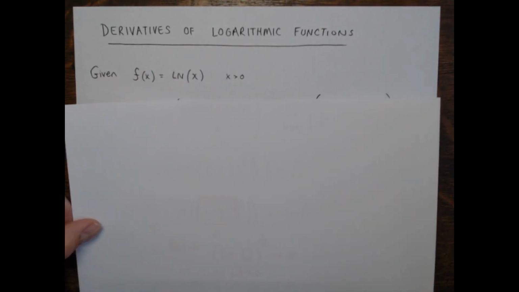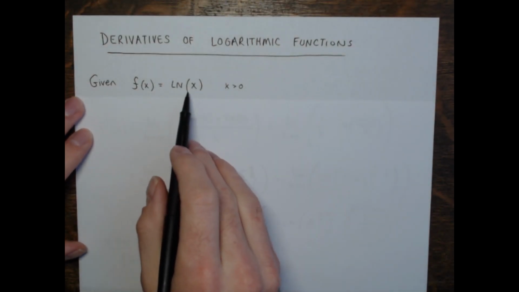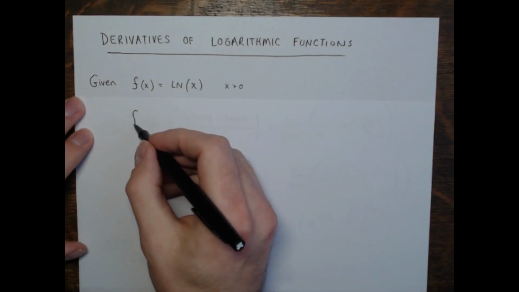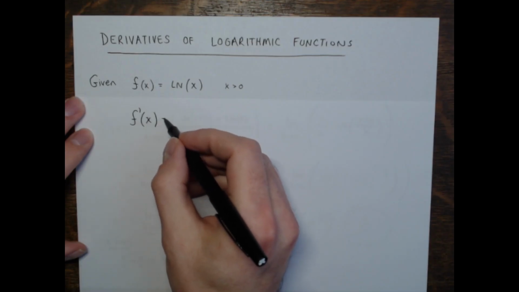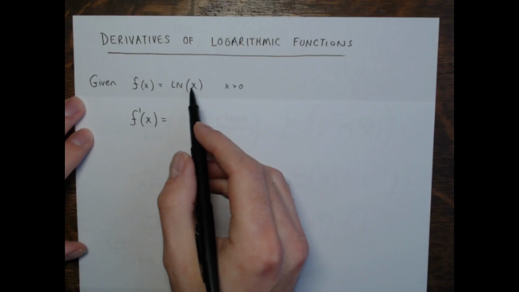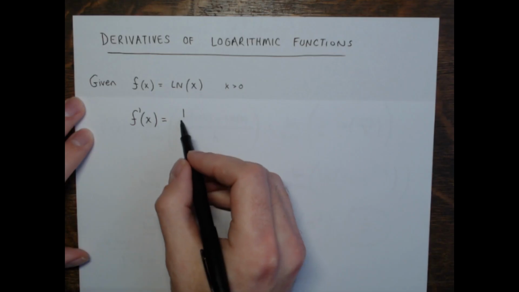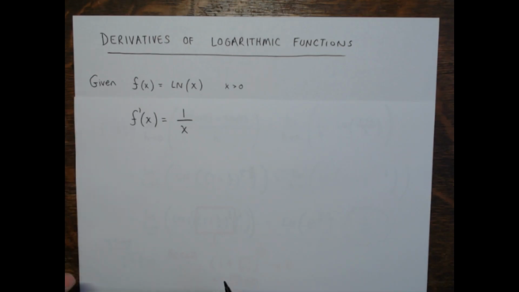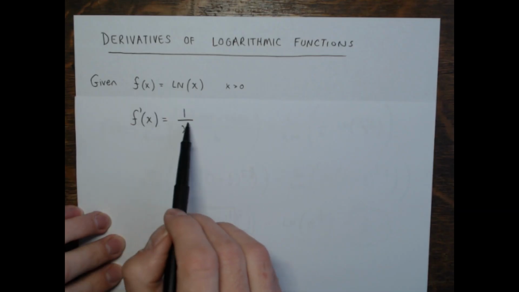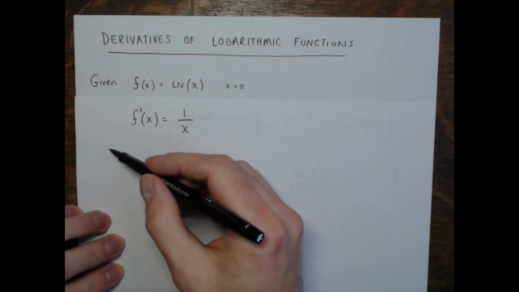So if you're given the natural log of x, just plain old x, then the derivative, right, f prime, at any point, the slope of the tangent line at any point of that natural log curve is just the reciprocal of the input, 1 over x. All right, so there's the derivative of your logarithm base e.